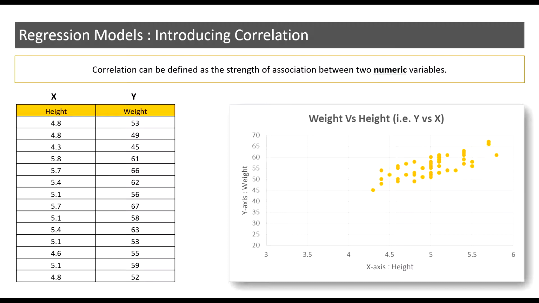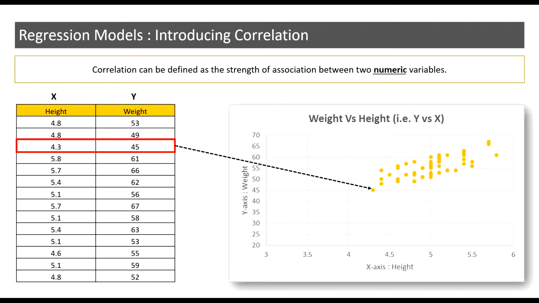This scatter plot helps visualize the strength of association between two numeric variables. Here on the x-axis or the horizontal axis of the scatter plot, I have one numeric variable which is height, and on the y-axis, the vertical axis, I have the other numeric variable which is weight. Now note that every point or dot on this scatter plot represents an observation. For instance, the observation of height 4.3 and weight 45 is just this point right here.